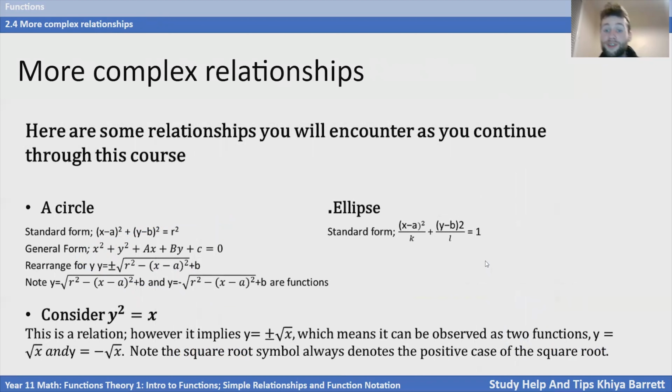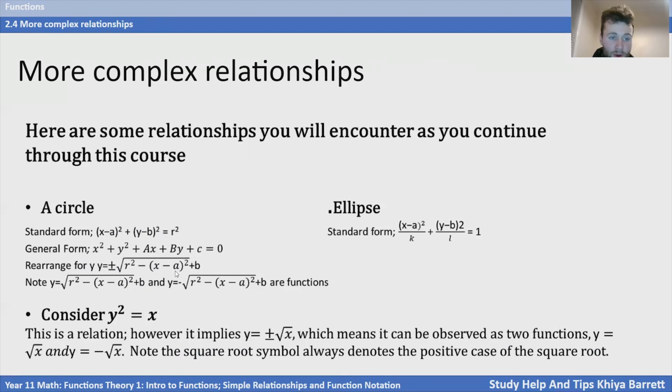Okay, let's go over some more complex relationships. What about a circle? How do you define a circle? Well, is a circle a function? No, it's a relation. You try and draw a straight line through it, it's going to hit it twice. It will not hit it once. But if you rearrange the equation of a circle, so we've got the standard form and the general form of a circle, let's rearrange the standard form so that we've got y on the left-hand side.